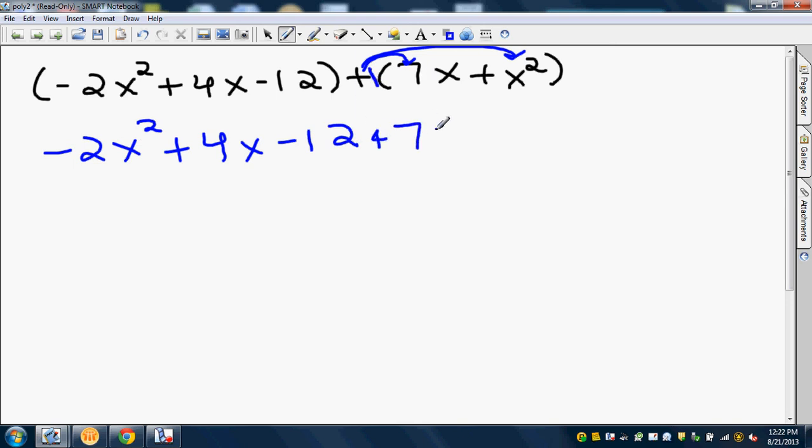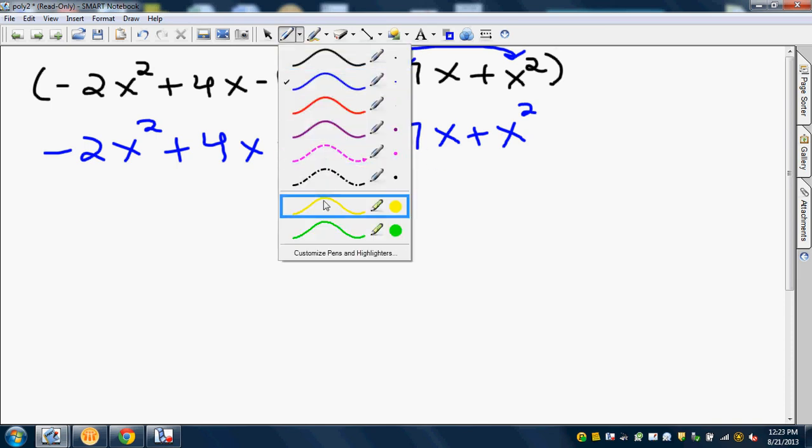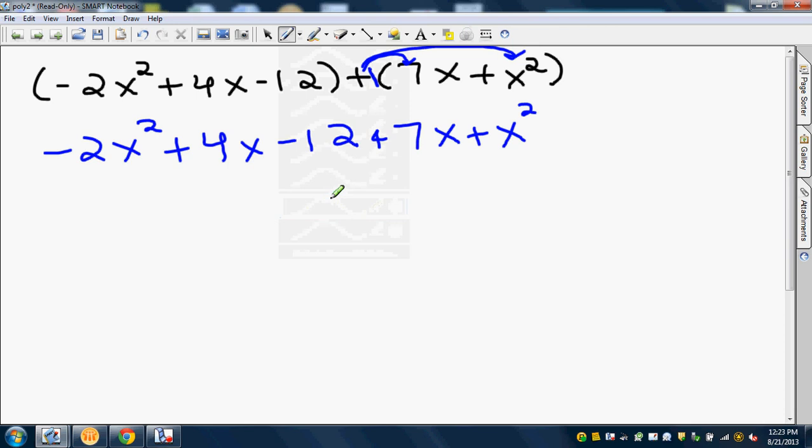Positive 1 times 7x is positive 7x. And then positive 1 times x squared is positive x squared. So as you can see, distributing a positive 1 to everything inside the parentheses does not change anything inside the parentheses, okay? But it's still a good habit to do this because if it's a subtraction sign, it does make a difference. So now I'm going to go through and combine like terms.